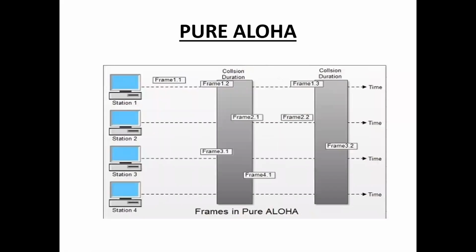Here pure Aloha is continuous time. Depending upon the allocation scheme, the time may be considered as continuous or slotted time. In continuous time, the frame transmission can start at any instant. There is no time interval in pure Aloha.